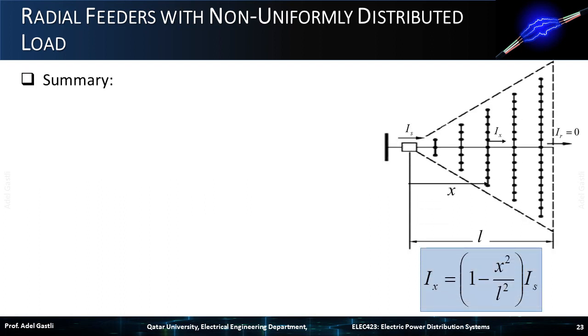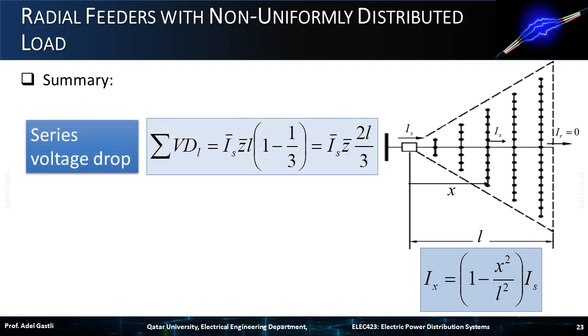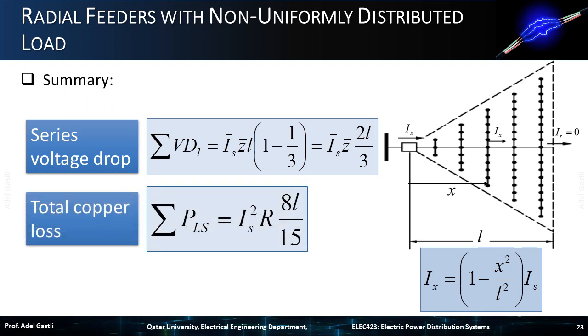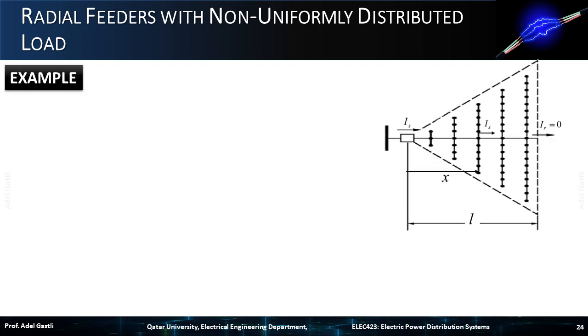To summarize, we can recapitulate and say that, for a non-uniformly distributed load that has a current variation of this form, then, the series voltage drop, at the end of the feeder, is determined with this equation. And the total copper loss, is determined by this equation. Let's practice this case of non-uniformly distributed load, through a numerical example.